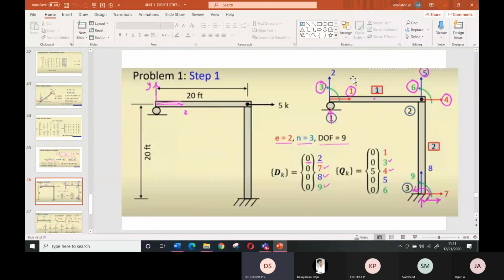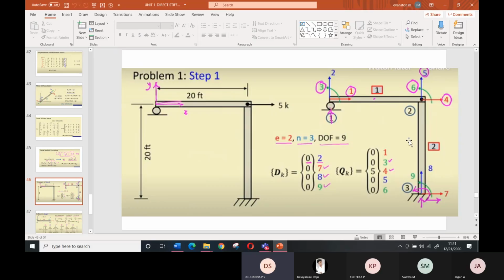So just note down this problem. It has a hinge at the left end and a fixed support here, and it is subjected to a load of 5 kips. The span is 20 feet and the height is also 20 feet. Draw this diagram and mark the two members, 1 and 2. The degrees of freedom are horizontal 1, vertical 2, and rotation 3. Then similarly here it is 4. Wherever you get a joint, you will have displacements 4, 5, 6, 7, 8, 9.